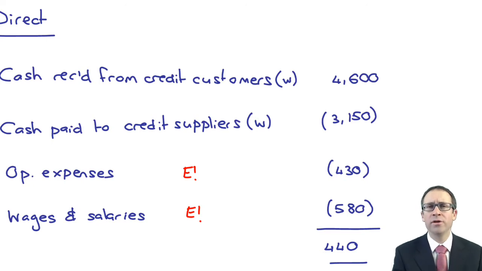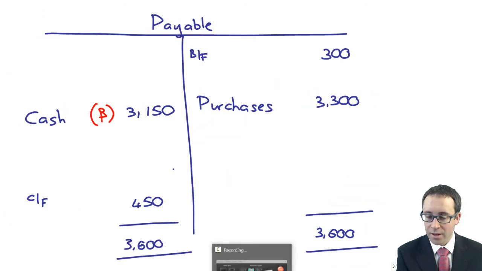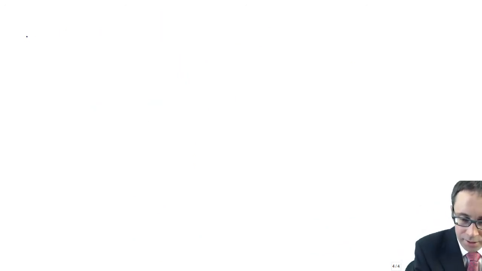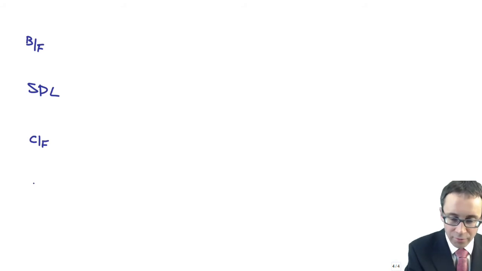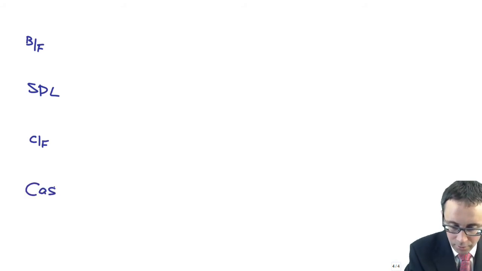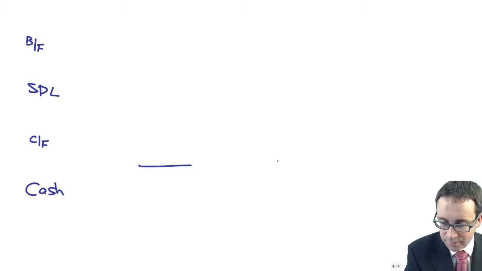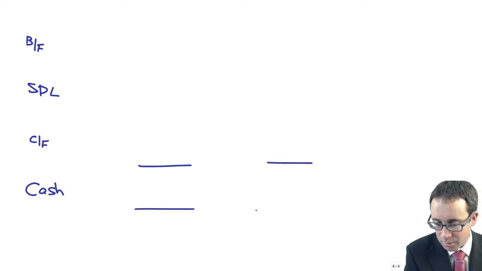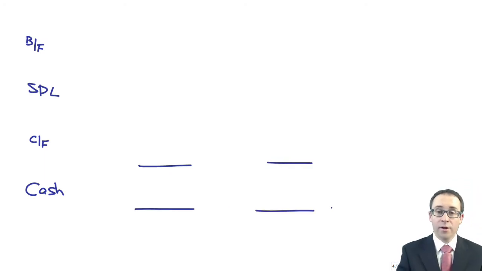I can hear some of you crying at the other end of the internet connection because we've used T accounts. If you don't like your T accounts, then what you can do is just put in your brought forward, your statement of profit or loss, and then deduct your carry forward to give you your cash figure. I shouldn't tell you these things, but if it makes it easier, there we go.